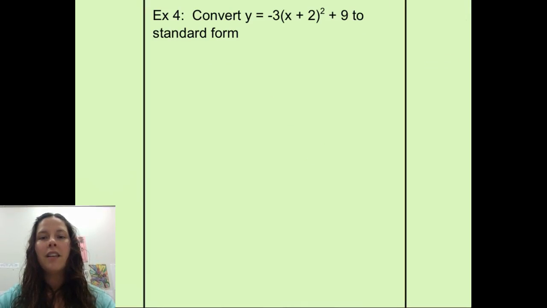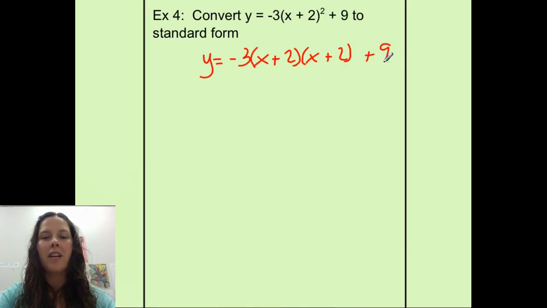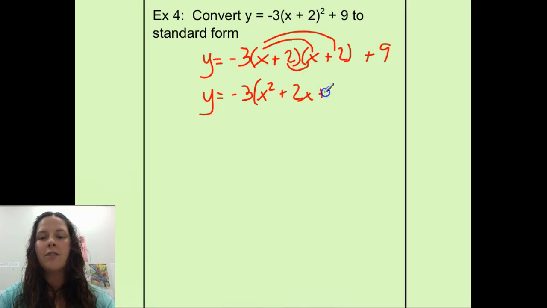Final example. This one, again, we're going to multiply the x plus 2 by itself. Then we'll distribute the negative 3, and then we can combine like terms with that plus 9. So I'm going to start off again writing this as x plus 2 times x plus 2. So now this looks a little bit like that second example of factored form, except we've got that extra plus 9. So I'm going to double distribute first. X times x is x squared. X times 2 is 2x. 2 times x is 2x. And 2 times 2 is 4.